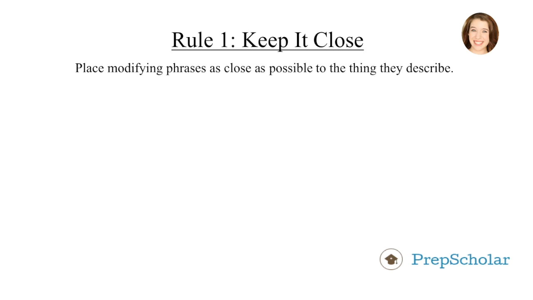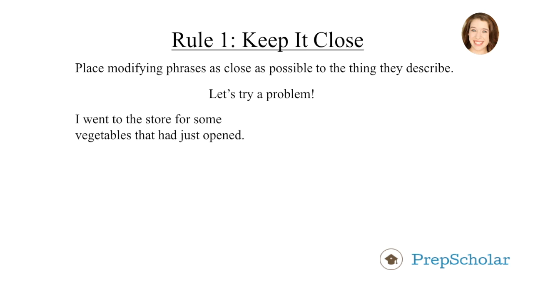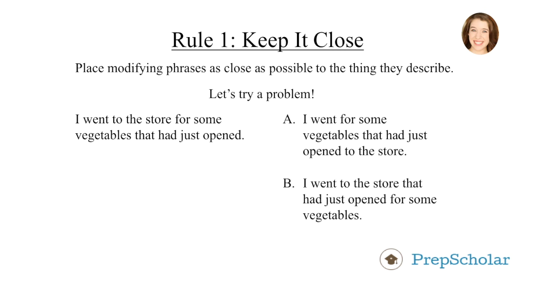Keep it close. Basically, place modifying phrases as close as possible to the thing that they describe. Let's try a problem just to see how this would actually work. We've got our sentence. I went to the store for some vegetables that had just opened. Let's think about if we need to reword this. I went for some vegetables that had just opened to the store, or I went to the store that had just opened for some vegetables. All right, so we've got a lot of options here about stores and vegetables and openings. Let's break it down a little bit.